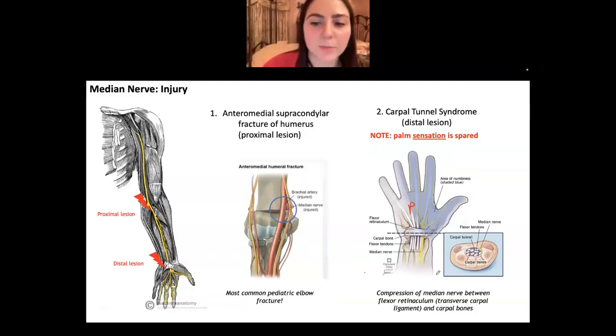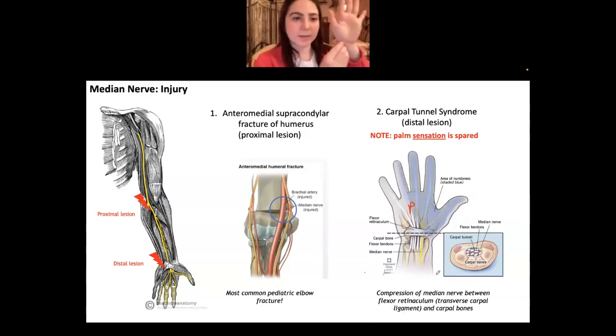Carpal tunnel is when you have compression of the median nerve, which runs medially, and then comes down to where the thumb side is. So it's going to come on this side, and it's going to compress, right? Right where the flexor retinaculum is, it compresses that median nerve in between that and the wrist bones that surround it. So you basically get compression this way, and it compresses the median nerve.